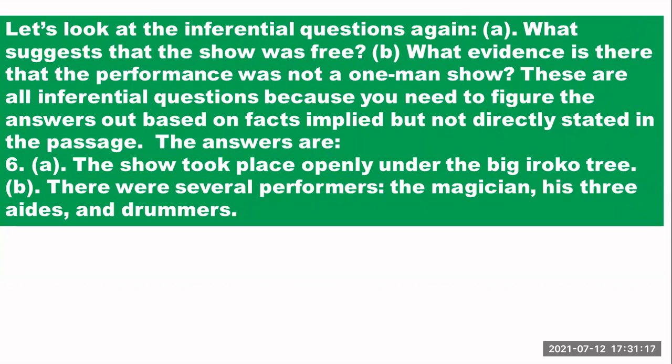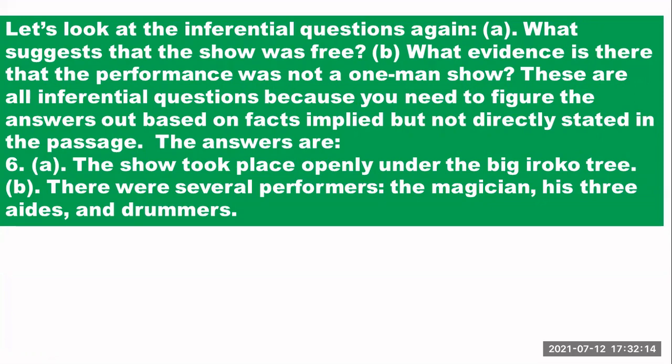Now if you look at the passage, you will discover that it is stated that the show took place openly under the big Iroko tree. You need to figure this out, because the question is, what suggests that the show was free? There is nowhere in the passage where it is stated directly that the show was free. But because the show took place openly under the big Iroko tree, this suggests, this implies, and we can infer from this piece of information that the show was free.